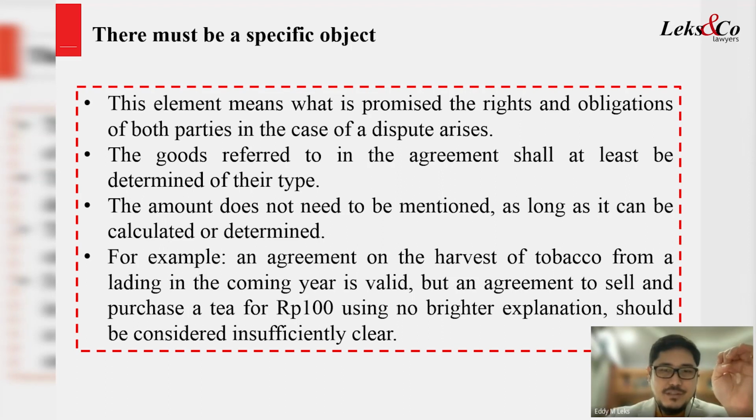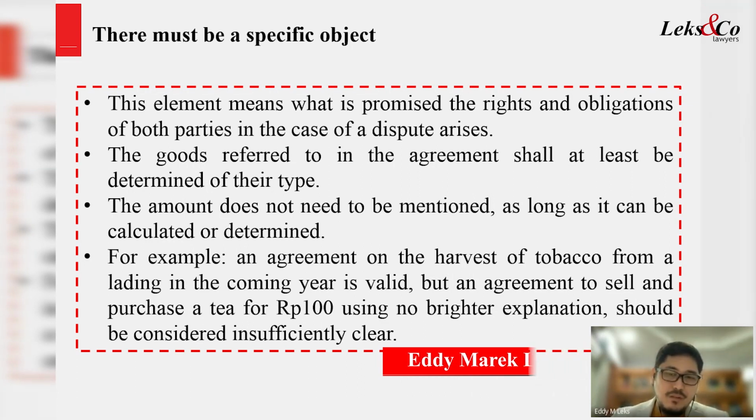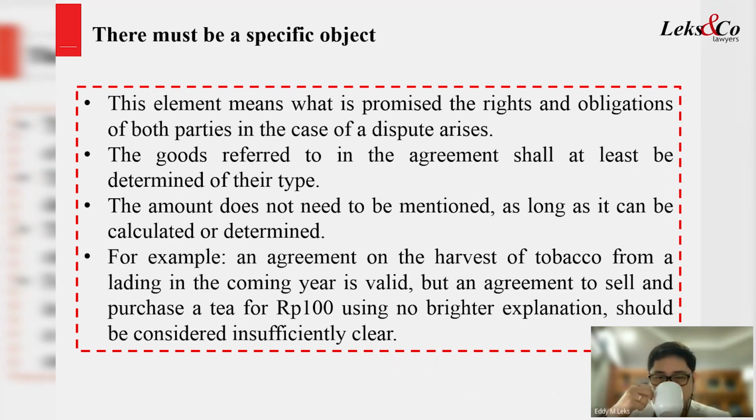For example, an agreement on the harvest of tobacco from a farm in the coming year is valid. Jadi kan dia mau panen ya, panen tembakau. But an agreement to sell and purchase a tea for 100 using no clear and further explanation should be considered insufficiently clear. Yeah, okay.